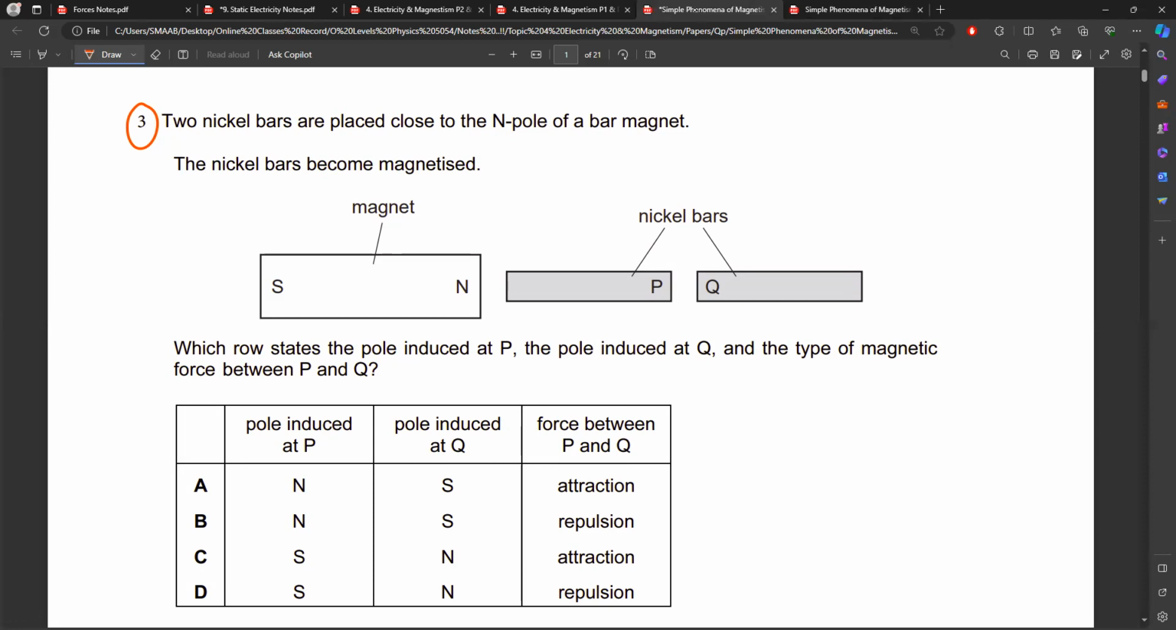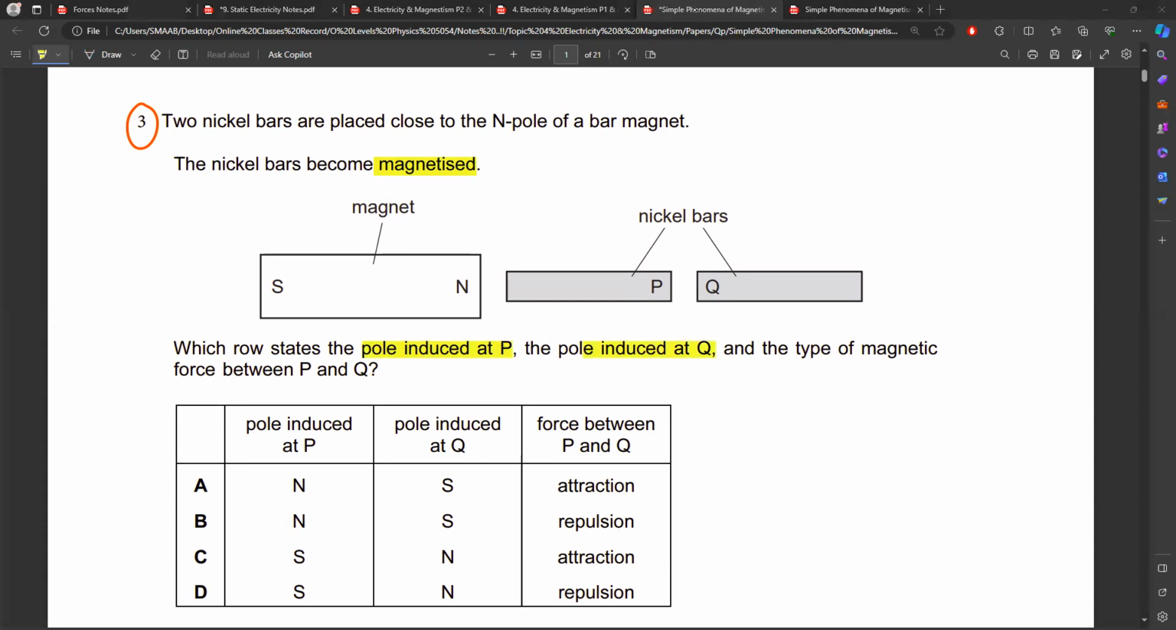So we have two nickel bars placed close to the north pole of a bar magnet, and the nickel bar becomes magnetized, right? It is clearly mentioned that it becomes magnetized, so you don't need to think about whether it will magnetize or not. Which row states the pole induced at P, the pole induced at Q, and the type of magnetic force between P and Q?